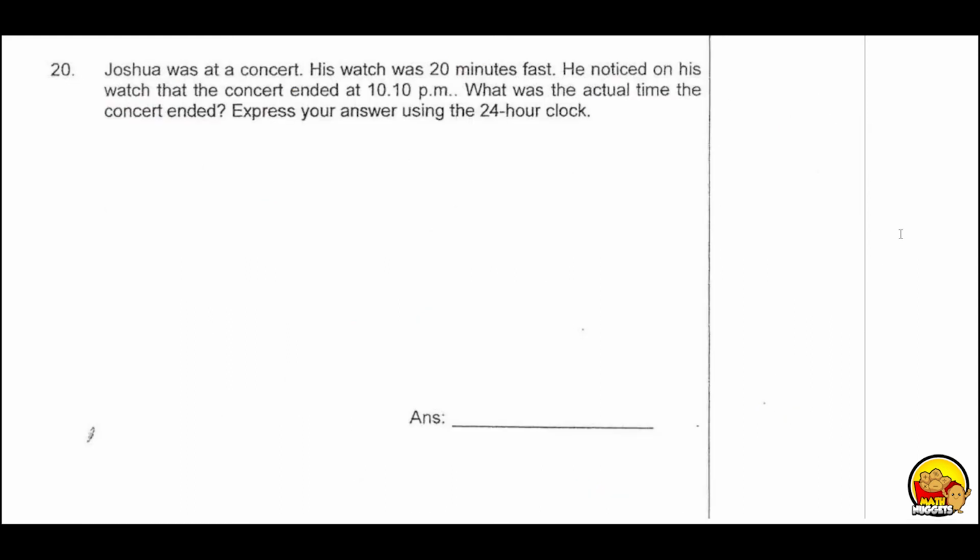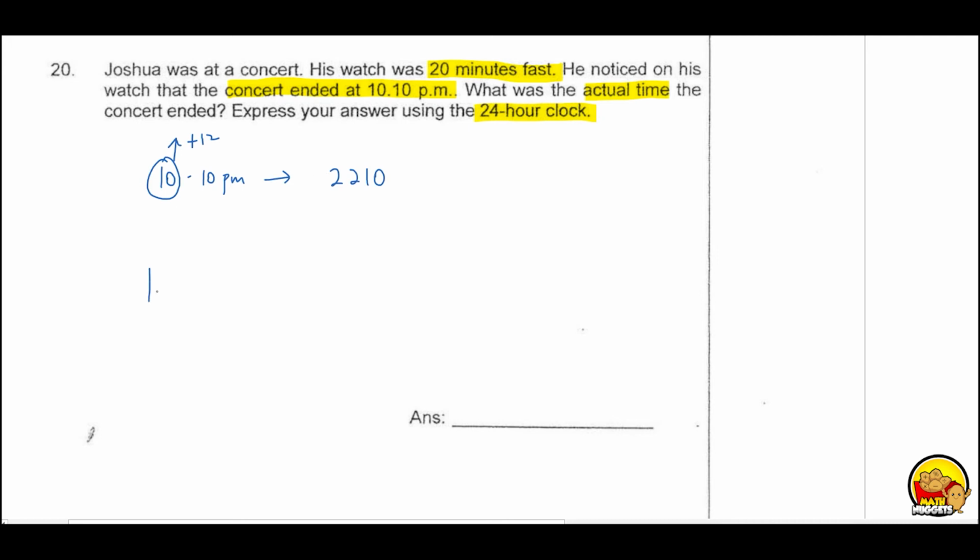So question 20, Joshua was at a concert. His watch was 20 minutes fast. He noticed on his watch that the concert ended at 10:10. So we're trying to find the actual time in 24-hour clock. Now, if I know that I need to do it in 24-hour clock, I'm just going to quickly change my time to a 24-hour clock first, okay? So 10:10 p.m., 24-hour clock. So I would plus 12. Since it's 10 p.m., that's 2210, 24-hour clock.